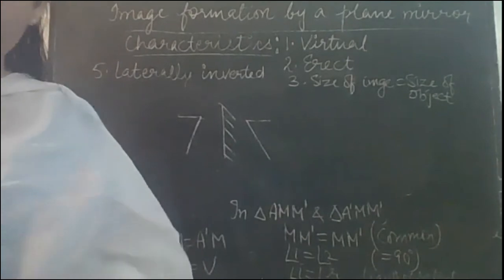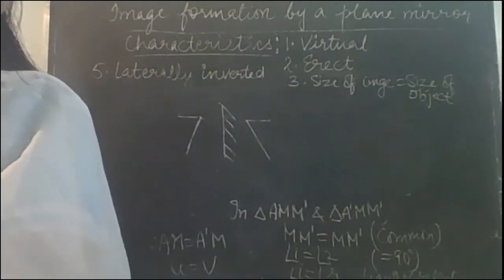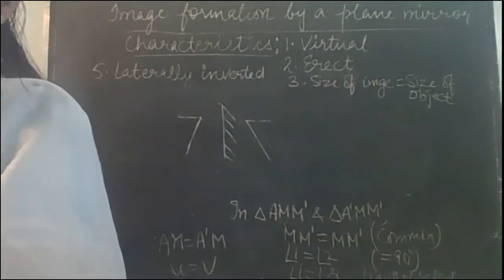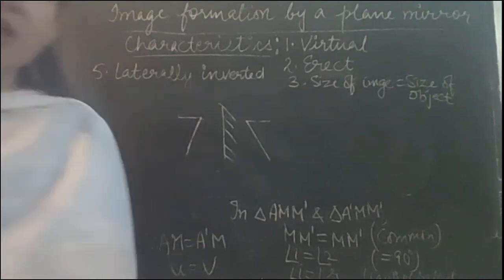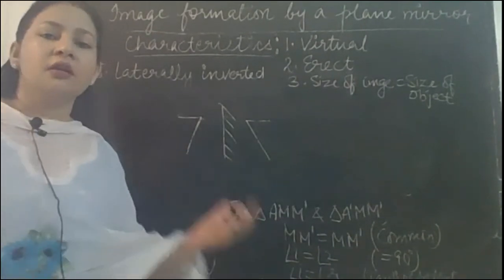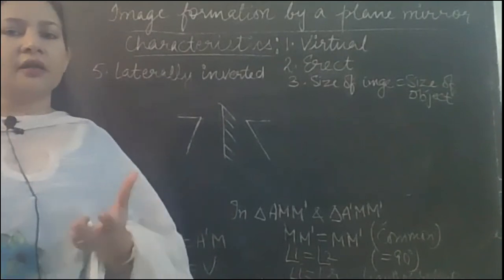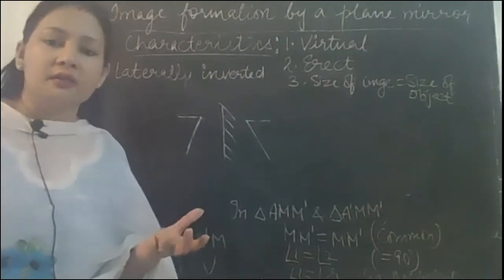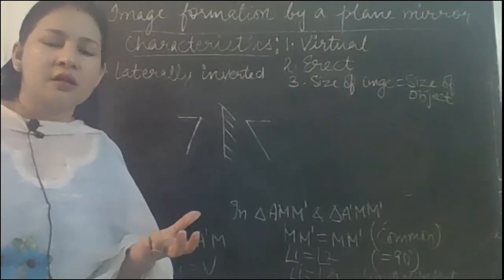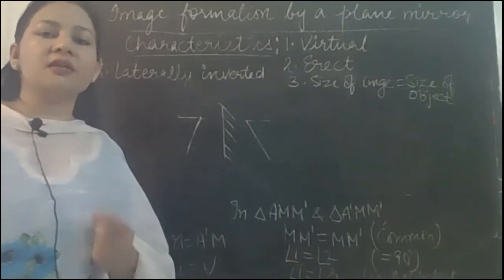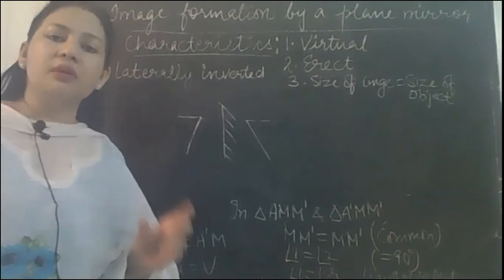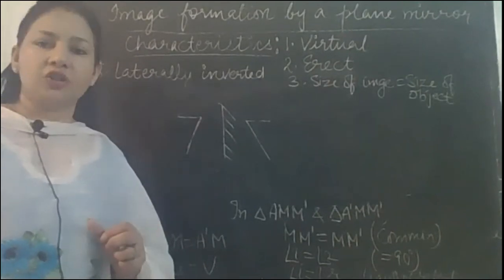Sometimes the students forget to write plane mirror. They just write what is lateral inversion, in which the object's left hand side appears to be the right hand side and vice versa. But it doesn't happen always; it happens only when the object is kept in front of a plane mirror. So you need to mention it.